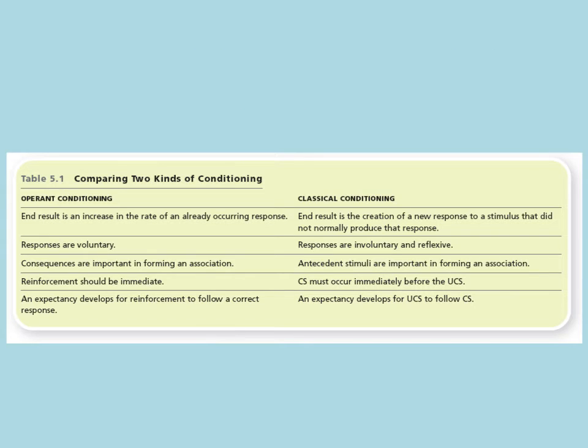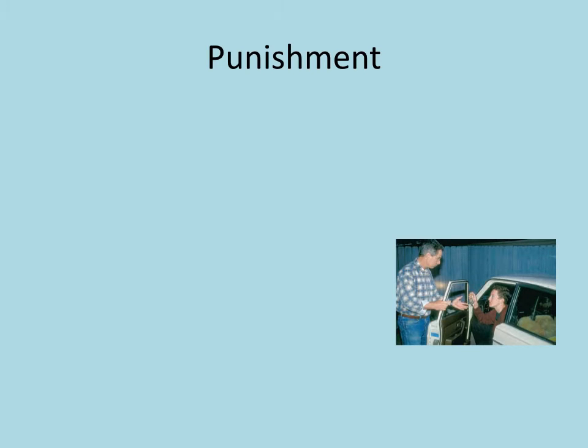Okay, so when we're dealing with conditioned responses, this is a really nice chart that compares operant conditioning to classical conditioning. The biggest difference between the two is that classical conditioning is elicited. You have to do it. There's no thinking. You just do it. Operant conditioning is selection. You want to do it. You know what to do because you either want something or you're avoiding something.